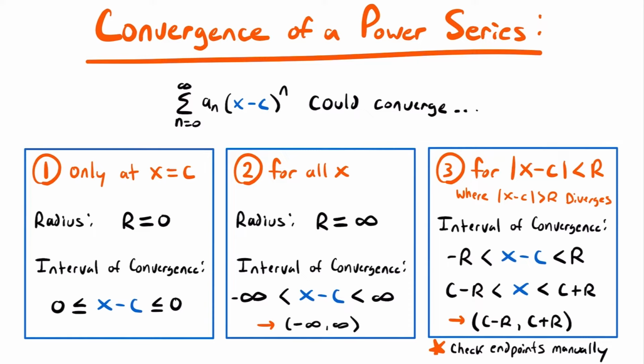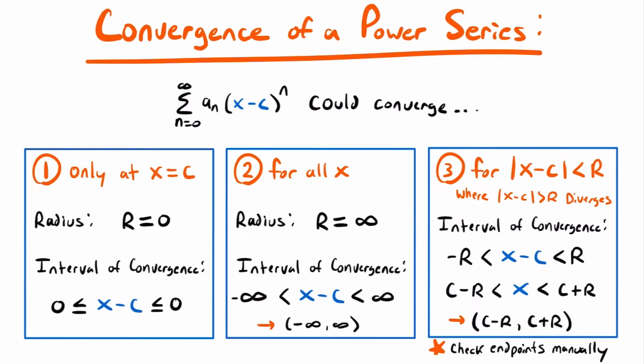So that's the first way that a power series could converge. It might only converge for one value of x, that being x equals c, but it could also converge for all values of x. In this case, the radius for the interval of convergence would be infinity, because the interval of convergence will be from negative infinity to positive infinity. For any value of x minus c between negative infinity and positive infinity, that power series would be convergent. And we could represent that interval of convergence in interval notation with negative infinity, comma, positive infinity.